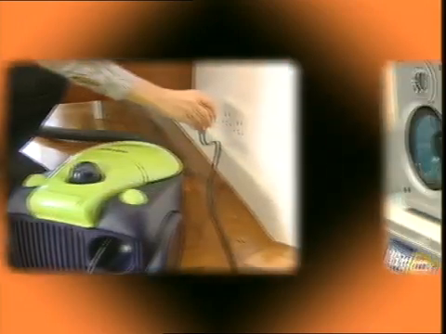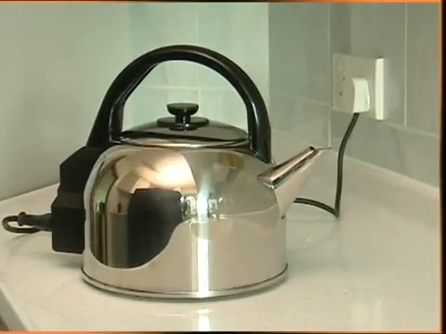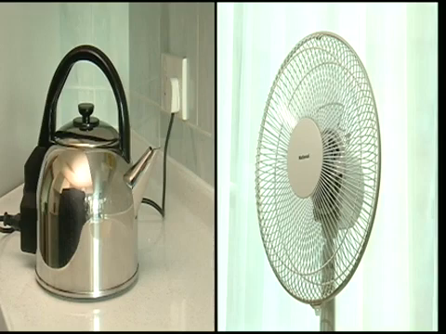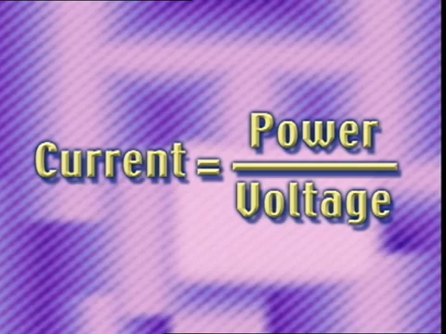Given the same voltage, the larger the power usage of an electrical appliance, the stronger is the current passing through it. For example, the current passing through an electric kettle is stronger than that passing through an electric fan. This is because the power of a kettle is a dozen times that of a fan. We can use this formula to calculate the electric current passing through an electrical appliance. Current equals power over voltage.